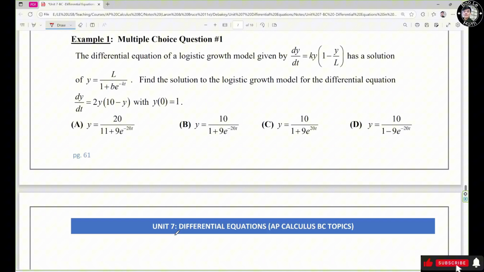Alright, let's take a look at the first example. The differential equation of a logistic growth model given by dy over dt equals k times y times 1 minus y over L has a solution of y equals L over 1 plus b times e raised to the negative k times t, right? Find the solution to the logistic growth model for the differential equation dy over dt equals 2 times y times 10 minus y with the initial condition y of 0 equals 1. Alright?